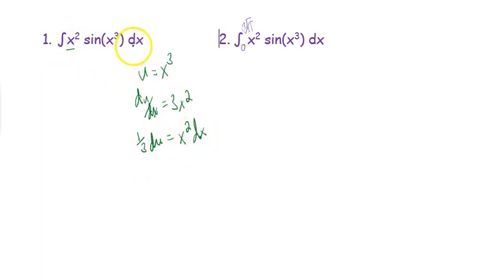X squared dx is right here. So take that out and put in 1/3 du, and the du needs to go at the back for notational reasons. Then you had the sine and what you chose as your u, so this is now sine u. From there, you know your antiderivative of sine is negative cosine. So you can bring down the 1/3 and make it negative to do that antiderivative.